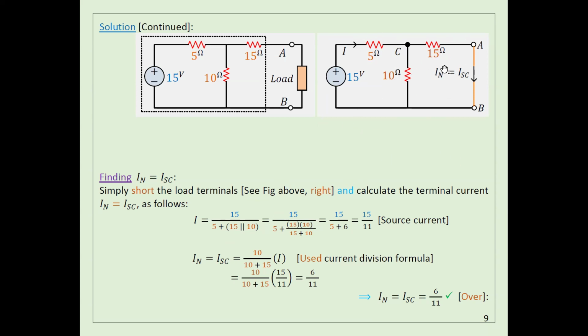So this circuit becomes a source connected to a single resistance, and this is the value of that resistance. How can you get the current coming out of this source in this case? It's just 15 divided by the resistance. That's what I did: 15 divided by the equivalent resistance gives you the total current here. But again, there are different ways. Whatever you think is easier for you is okay, as long as it's right.